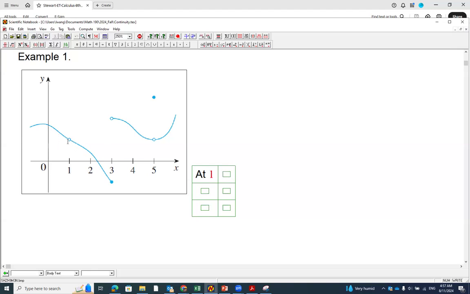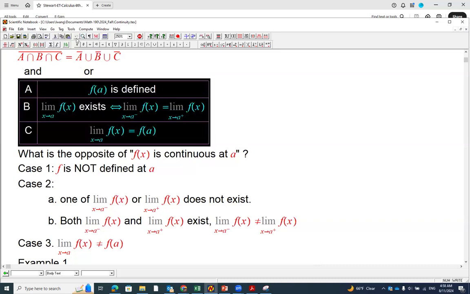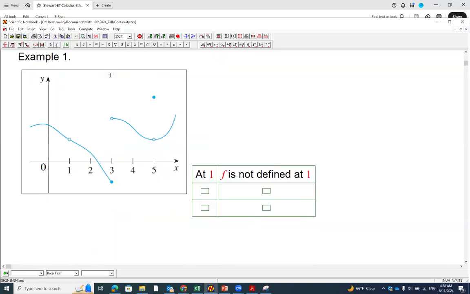It looks like the limit from left and limit from right exist, but we're not concerned with that because the first thing that gets our attention is that f is not defined at 1. So the first condition is not satisfied, right? If you look at the three conditions, the first condition is not satisfied.